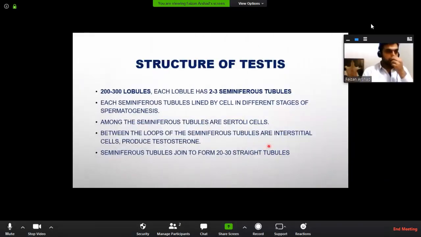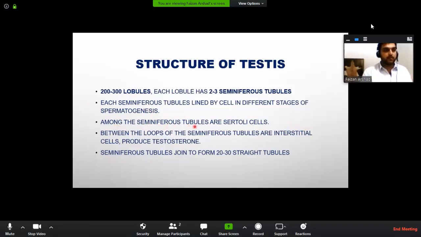And this is the structure of the testes. 200 to 300 lobules. Each lobule has 2 to 3 seminiferous tubules. Each seminiferous tubule is lined by the different stages of spermatogenesis. This is the stage which, if it goes wrong, turns into the seminoma. So that's why it is important.